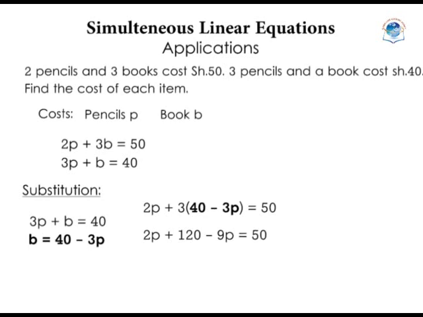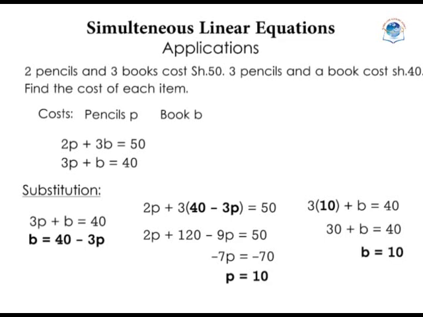2P minus 9P is equal to minus 7P. We take 120 to the other side, it becomes minus 120. So 50 minus 120 is minus 70. If we divide both sides by minus 7, P is equal to 10. Now substituting the value of P, we get 3 times 10 plus B is equal to 40. 30 plus B is 40 and B is equal to 10.